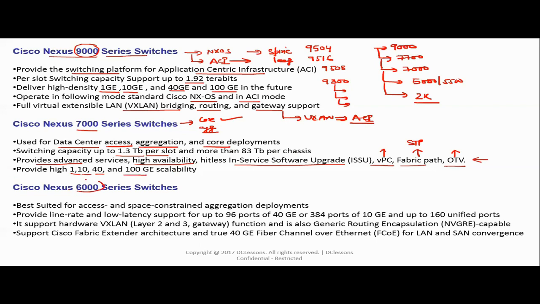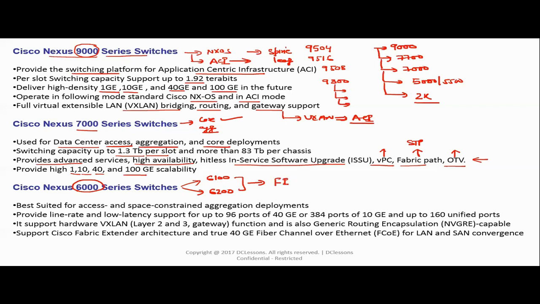Now, if you talk about Nexus 6000 switches, they are mostly used in an environment where we have less space, because they are not big in size. So if you want to have a switch in your rack where there is very little space, you can use the Nexus 6000 switches. In the Nexus 6000 switches, there are mostly two models, 6100 and 6200. And these two models are mostly used as a fabric interconnect.